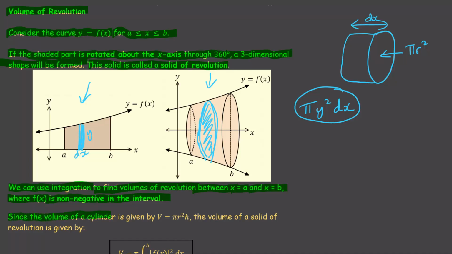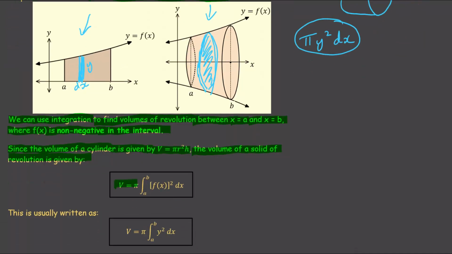Since the volume of a cylinder is given by V equals pi r squared h, as we discussed, the volume of the solid of revolution is given by V is equal to pi times the integral from a to b of f of x squared dx. But this is usually written as V is equal to pi times the integral from a to b of y squared dx. Here, as I mentioned in an earlier example, we should really be saying x equals a and x equals b, because we've got y in here and we need to be clear that those are x limits.